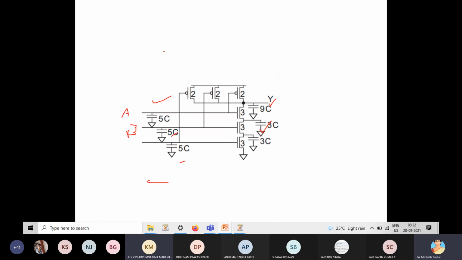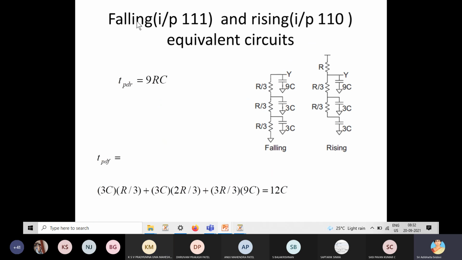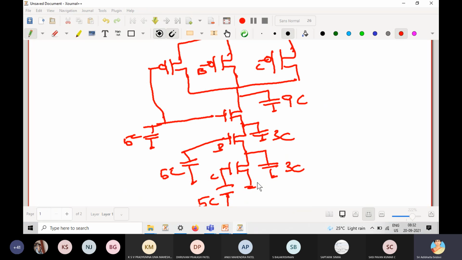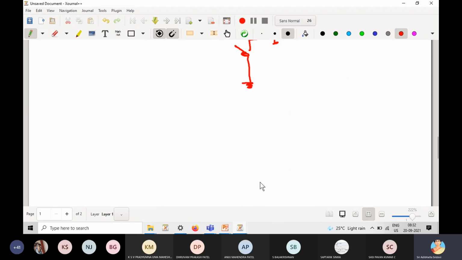The same thing is here in the circuit. Now, let us say falling input. Here I'm writing falling input 111 and rising input 110. How do I know which is the falling input and which is the rising input? For example, if I want to find out rise time and fall time, how do I know which is falling input and which is rising input?